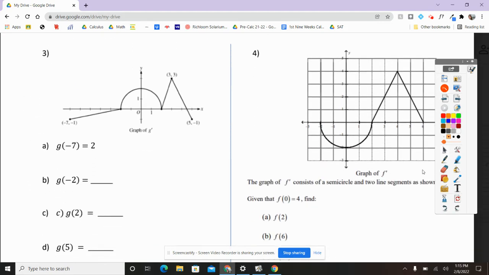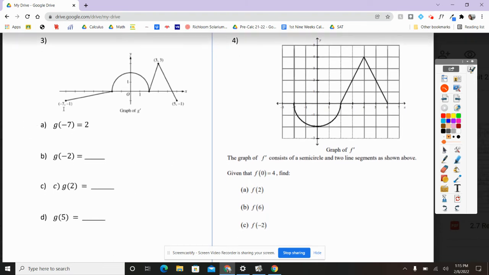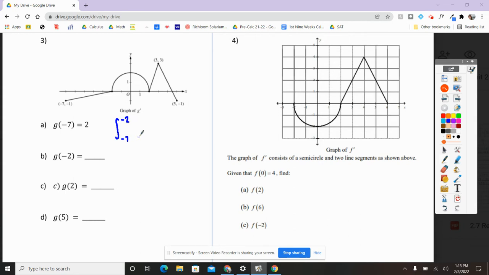Three, we're going to use the same kind of idea, except this time we have a graph, meaning we're going to have to find area under a curve. So this time they tell us that g of negative 7 equals 2, and it's our goal to find all three of these. For this first one, we're looking for g of negative 2. So when I set this up, I'm going to have negative 7 to negative 2, because you have to put the smaller one on the bottom, of g prime of x, because that's our graph, dx. And then that's going to have to equal g of negative 2 minus g of negative 7.